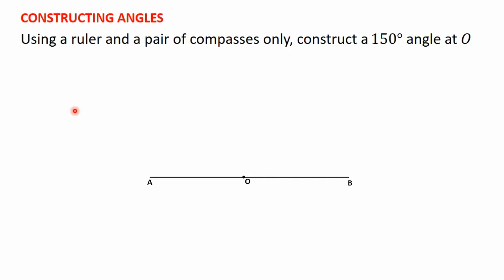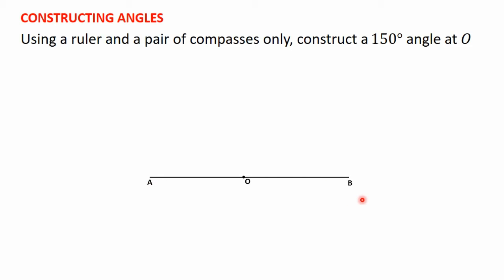In the previous video, we learned how to use a ruler and a pair of compasses only to construct a 135 degrees angle. In this video, we are going to learn how to use a ruler and a pair of compasses only to construct a 150 degrees angle. Let's start. We have a question here. It says that using a ruler and a pair of compasses only, construct a 150 degrees angle at O.